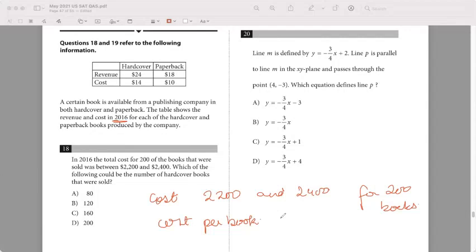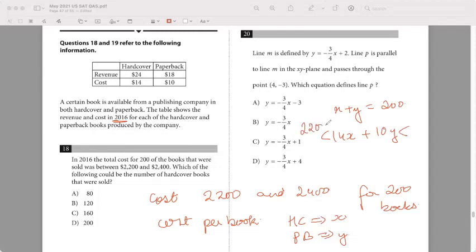For that, I would have to say, let the number of hardcover books be X and let the number of paperback books be Y. So I know that X plus Y is 200 because I sold a total of 200. And I know that 14X plus 10Y is between 2,200 and 2,400, right? So which option will work for the number of hardcover books?